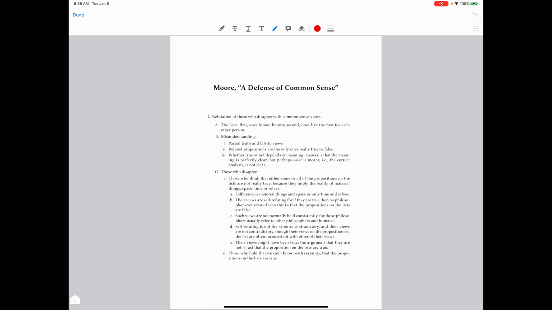So, part one of the paper addresses what he thinks is true and what he thinks of those who disagree with him, and with each other, of course. But in any case, those who disagree are either self-refuting in the views that they hold, or their views are self-contradictory. Those are strong charges, and we'll see whether or not they hold up to scrutiny. But in any case, that's the first part of this paper, the defense of common sense.